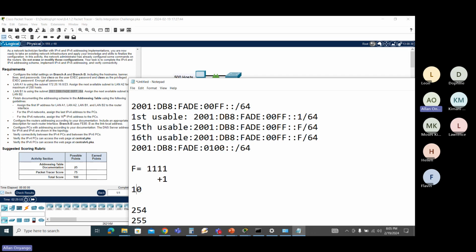We actually expect to get this zero here. We carry that one and we add that one to the next number, which is going to be 10. We had F, we added one to F, we got a zero. And when we added one, we got a zero and carried one, put one to the next number. Now, how do we interpret this one? This zero has come from F, isn't it? And the F was 1, 1, 1, 1.